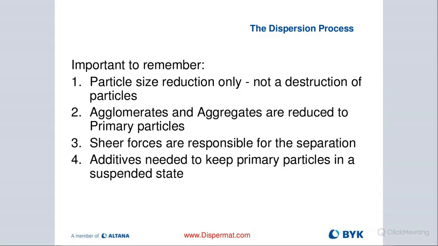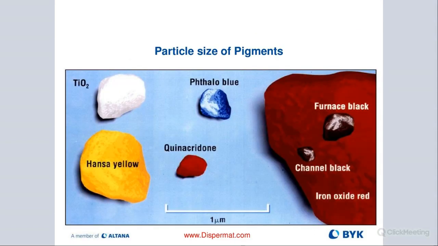We want to remember here that we really don't want to destroy our pigment particles or primary particles. We really want to just break up these binding forces, so that the agglomerates and aggregates are reduced back to the primary particle size. Shear force is really what is responsible for that mechanical separation of these particles. And then the additives are important so that we can keep them in a suspended state.